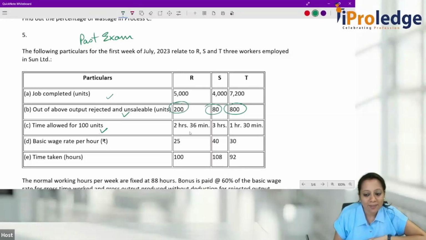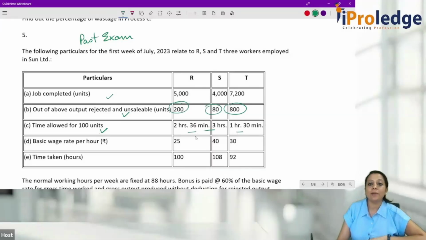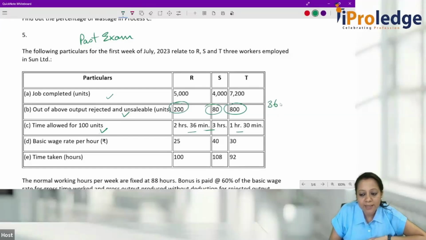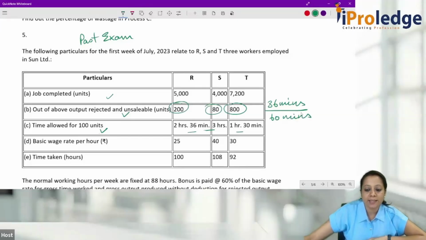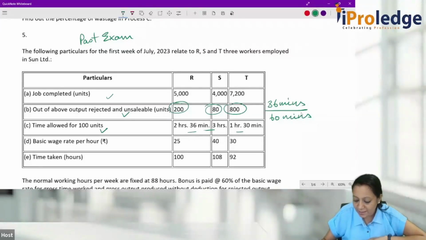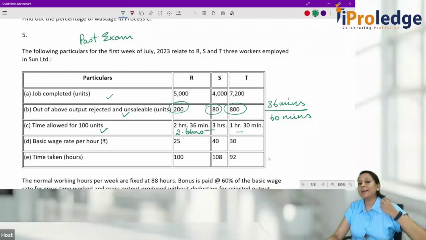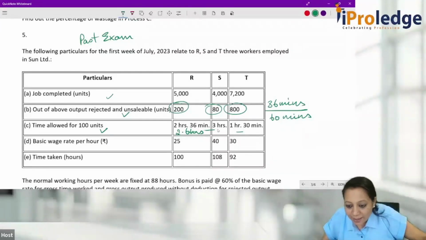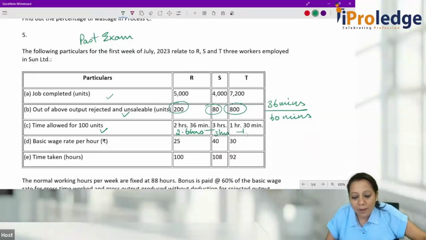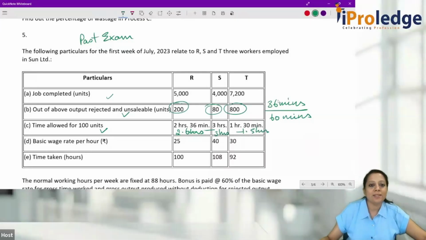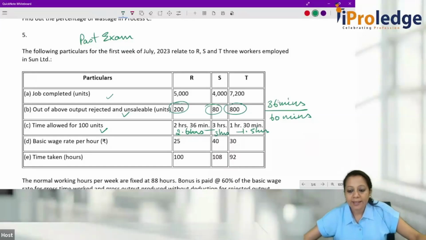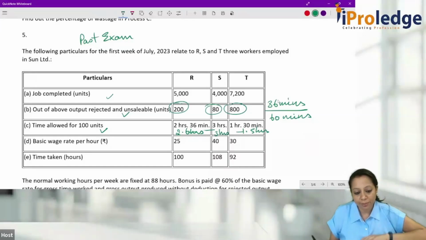Whenever they are giving it like this, in the first 15 minutes itself, you can convert and keep it. How is 36 minutes out of 60 minutes in an hour? That means 36 divided by 60. How much is that? It is 0.6. Can I say this is 2.6 hours? Some students by mistake write 2.36 hours. We can't write it like that. This is 3 hours. This is 1.5 hours, isn't it? 30 minutes divided by 60 minutes. So like that, I want you to convert it in the first few minutes.